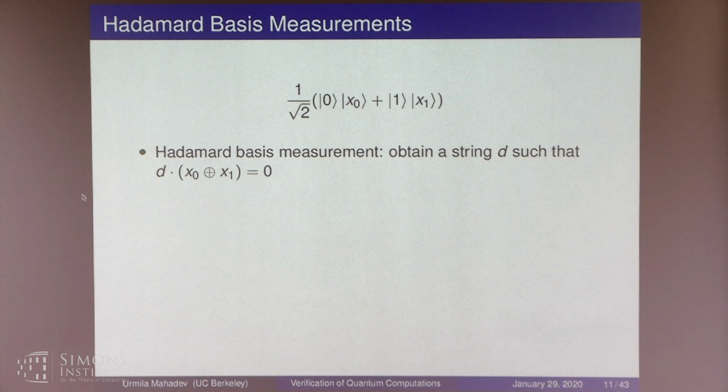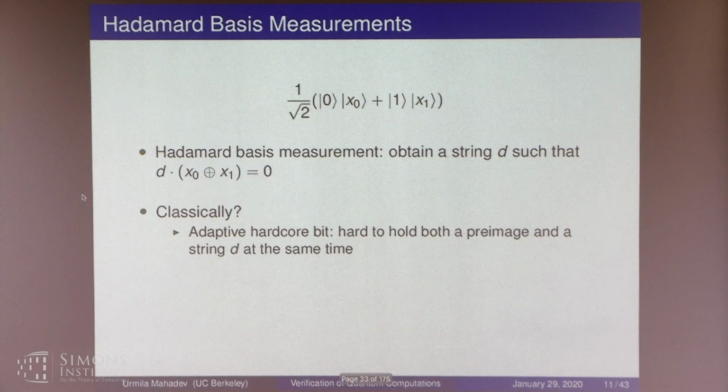This is something that we believe to be a uniquely quantum capability, and the way to formalize that is to see what would happen if this was possible classically. It turns out we can rule this out, because if this were possible classically, it would mean that the classical machine could essentially hold both one of the two pre-images, X0 or X1, and a single bit of the other. This is a stronger property than the claw-free property. We call it the adaptive hardcore bit property. It says that it's hard to hold both a pre-image and a single bit of the other pre-image. If we can prove this, then we're ruling out this capability of sampling the string D for classical machines.